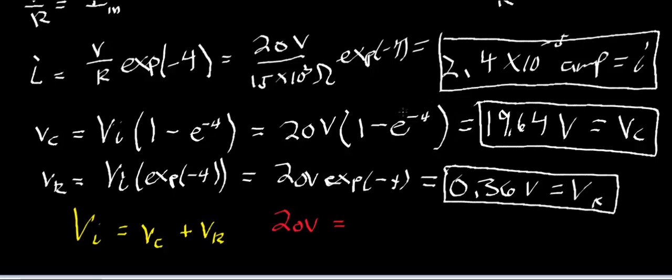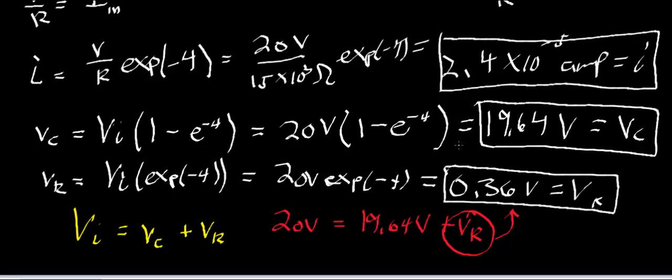So we knew that the voltage about the capacitor instantaneously was 19.64 volts, and you add on to that the instantaneous voltage about the resistor. So you could subtract 19.64 volts from both sides, and that would give you this value of 0.36 for the instantaneous voltage about the resistor. So if you know your input voltage, which you should, and you know one of these quantities, you can just subtract it from the input voltage to get the other instantaneous voltage.